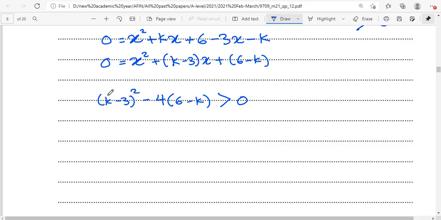To expand a squared bracket, you either write it twice and multiply manually, or use this: first term squared, 2 times first times second, so it will be 2k times negative 3, which is negative 6k. Second term squared is 9. Minus 4 times 6 is 24. Be careful, this minus is for both, it's negative 4. Then negative 4 times 6 is negative 24. Negative 4 times k is positive 4k, greater than 0.